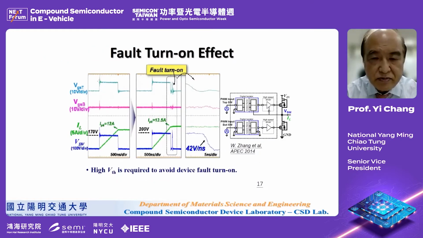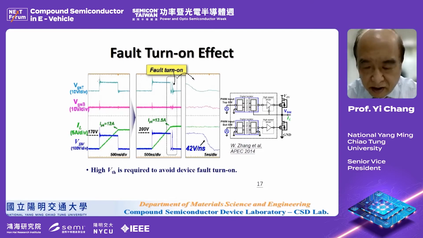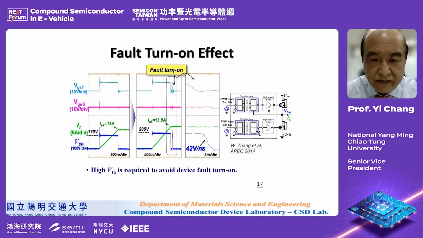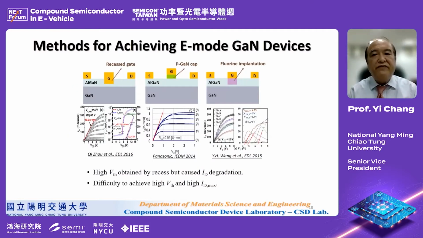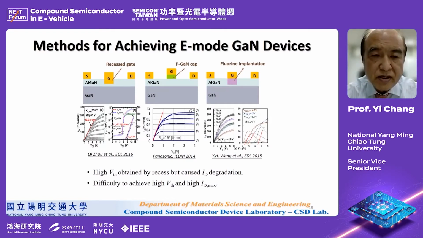This is to show you the signal. If the VTH is not high enough, then the device can be turned on due to some noise from the signal, and the device will be accidentally turned on. So that's why we need a very high VTH, usually higher than 3 volt for this application.